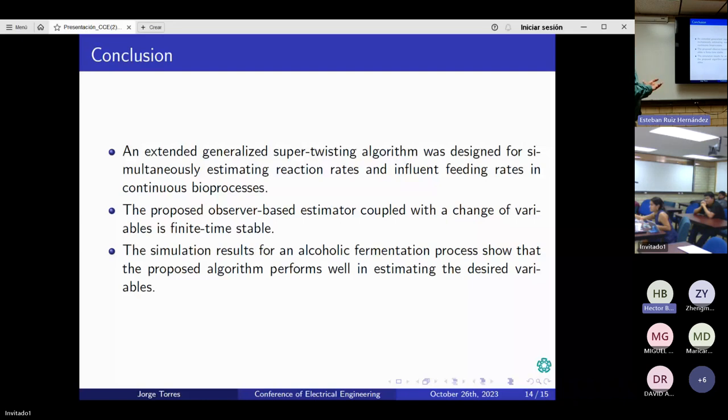Okay. It depends on the application because from a design point of view, it's easier to calculate the gains for the STA algorithm. Okay. Then your method is easier to implement in terms of tuning parameters. Yeah. Okay. Thank you very much.